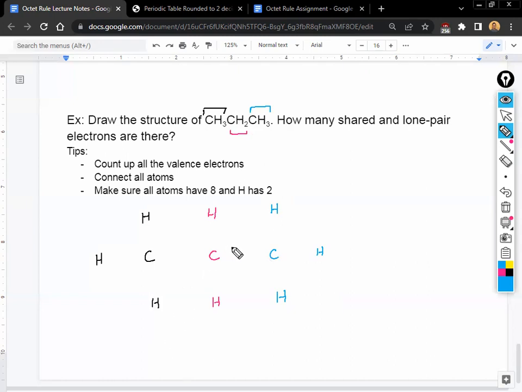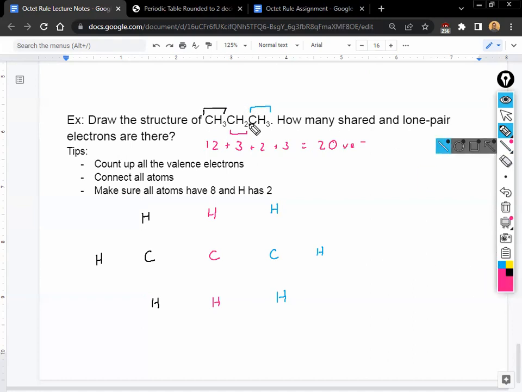Okay, let's count up the electrons. So if you take a look at it, there are 3 carbons. And so each one of them is 4, so that's 12, plus 3 from that hydrogen, 2 from that one, and then 3 from this guy right here. And then we can get that to a grand total of 20 valence electrons. Okay, so far so good?